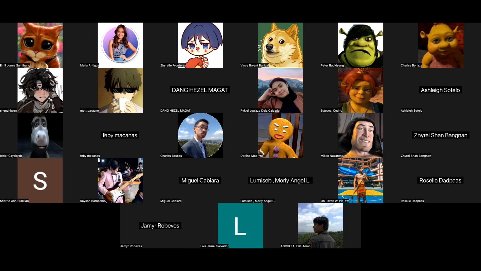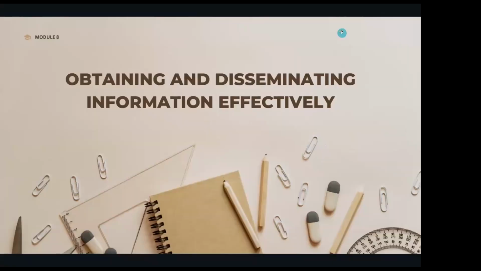Okay, so we will proceed now to module 8. Okay, and let me share my screen again. All right, so for today, we'll be discussing Module 8, Obtaining and Disseminating Information Effectively. It actually consists of 2 parts, no? This is the first one, and later on, communication for various purposes.